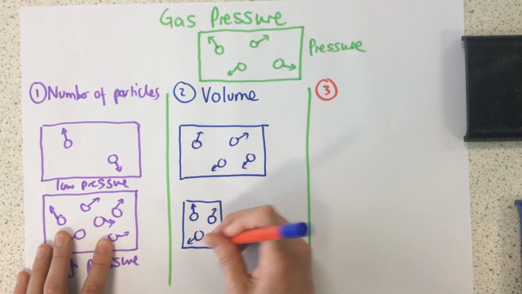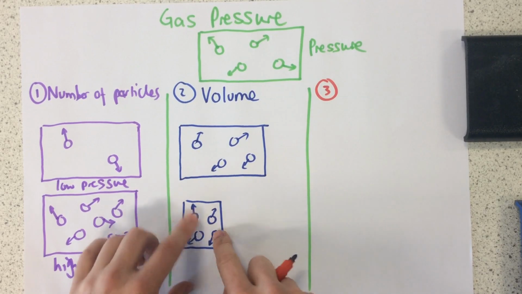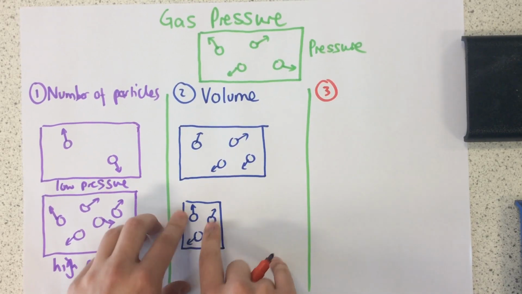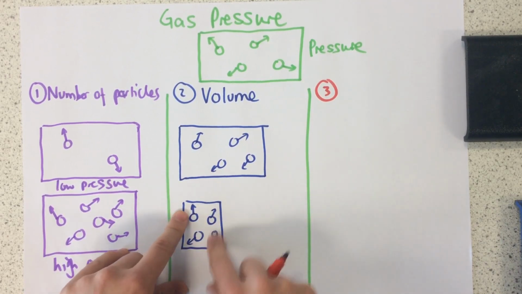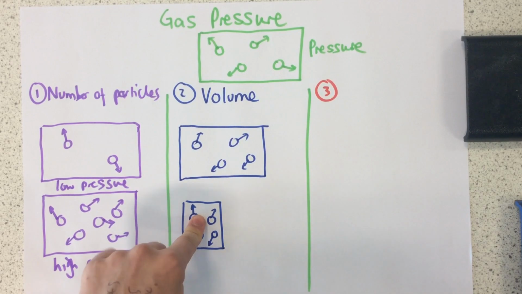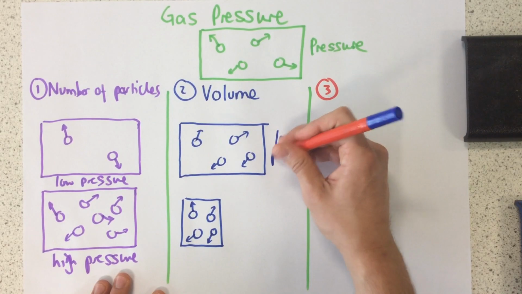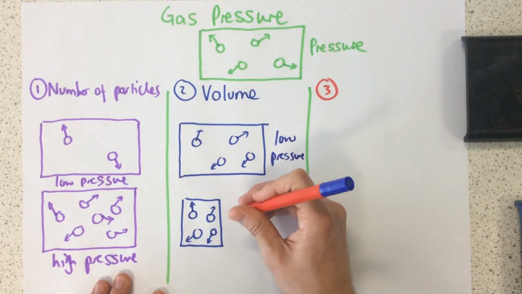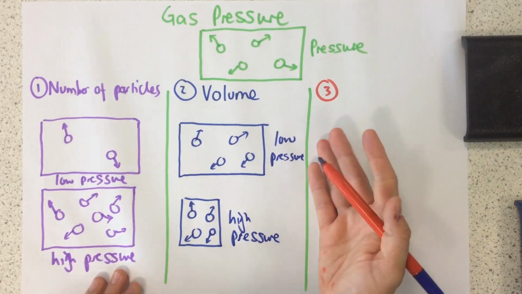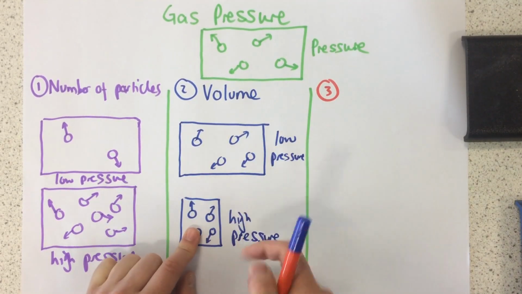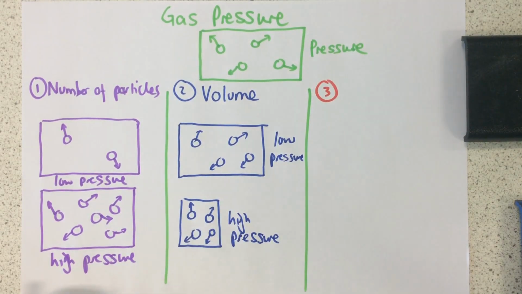So we're thinking about the frequency of collisions. Because there's a smaller volume here, there's going to be more collisions or more frequent collisions than this one here. So therefore, there's going to be more force exerted on the walls of this container. So therefore, this one has a lower pressure and this one has a higher pressure. So as long as you keep the number of particles the same, as you decrease the volume, you will increase the frequency of collisions. Therefore, you will increase the pressure.